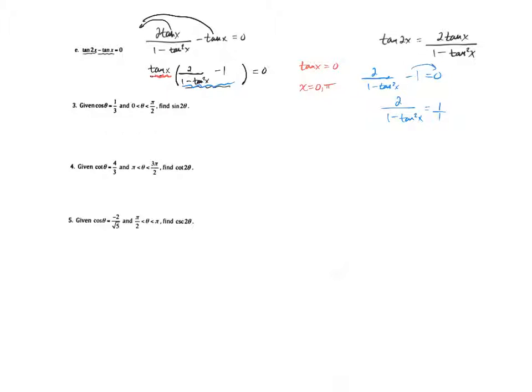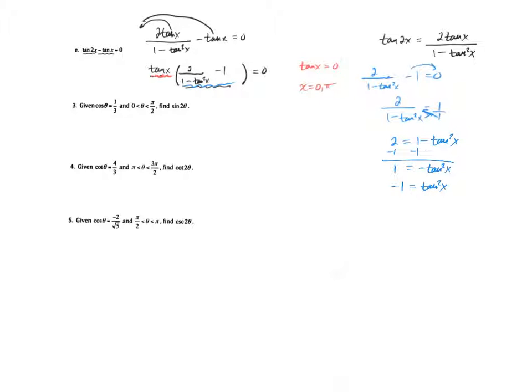And kind of think of that 1 on the right side like 1 over 1, and we can do a little cross multiplying. So 2 times 1 is 2, is equal to 1 minus tangent squared times 1, which is 1 minus tangent squared. And we could subtract 1 from both sides, and we get 1 equals negative tangent squared, which if we divide both sides by negative 1, we get negative 1 equals the tangent squared of x.